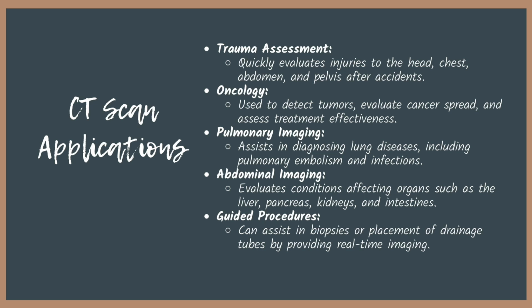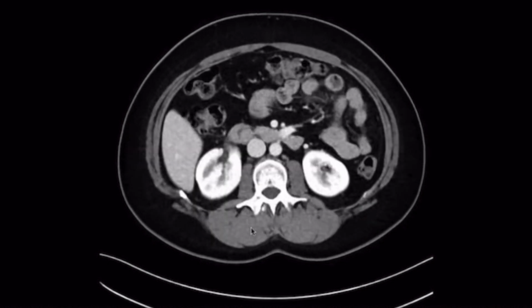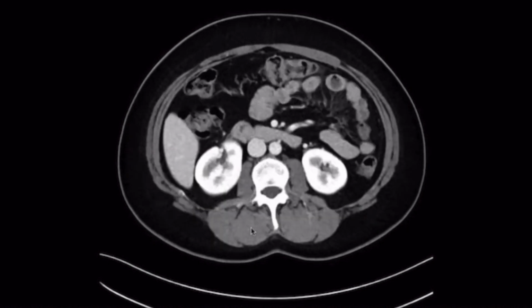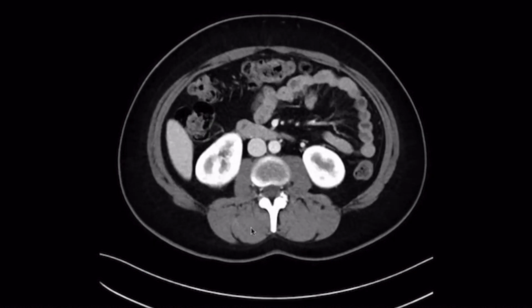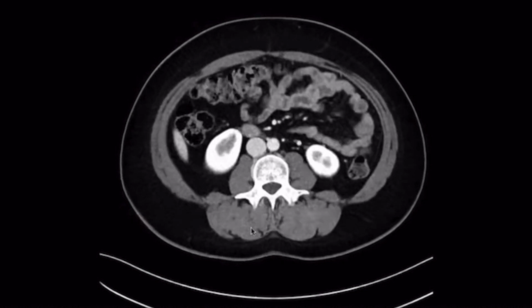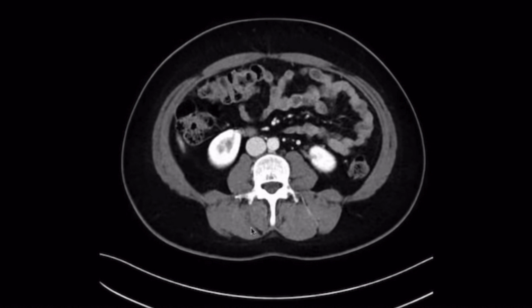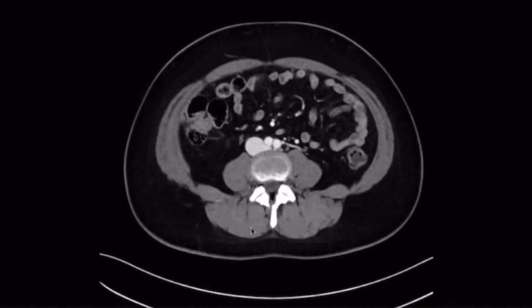And then they are also used in guided procedures. So for example, assisting in biopsies or placements of drainage tubes by, again, providing those real-time images. Of course, the benefits of CT scans are notable. For one, speed. CT scans are typically quick, often completed in just a few minutes, making them ideal for emergency situations. Two, they provide detailed images, so comprehensive views of internal structures, leading to a more accurate diagnosis. Three, they can be non-invasive.